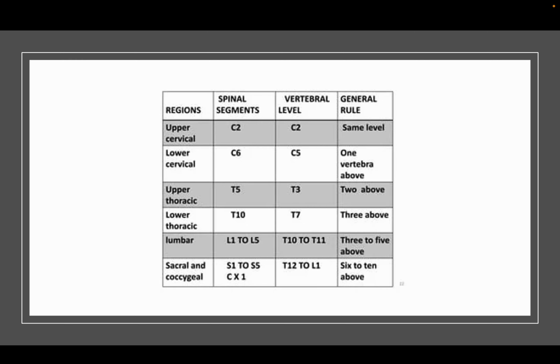I'll again repeat. Upper cervical corresponds to cervical level, lower cervical -1, upper thoracic T1 to T6 -2, T6 to T9 -3, T10 corresponds to L1, L2, T11 corresponds to L3, L4, T12 corresponds to L5, L1 corresponds to sacral fibers. That is how spinal levels correspond to the vertebral level. This is very important. They'll ask you about spinal levels and vertebral levels.